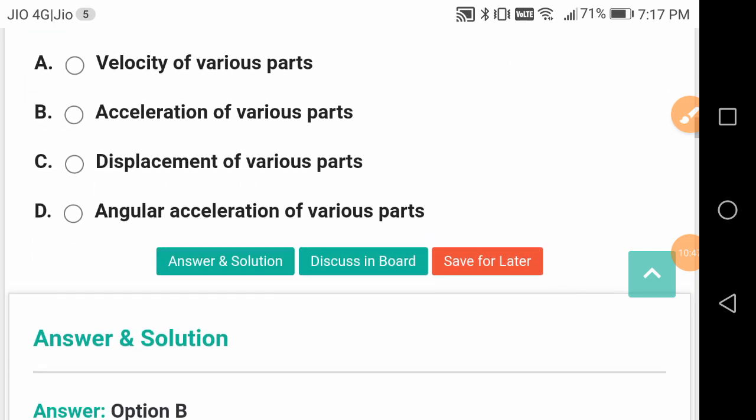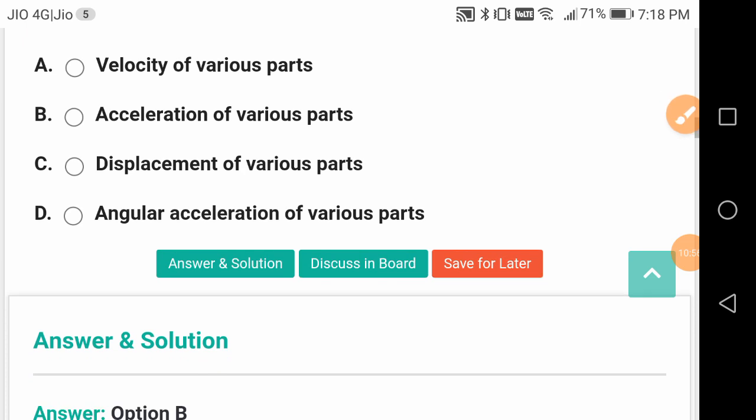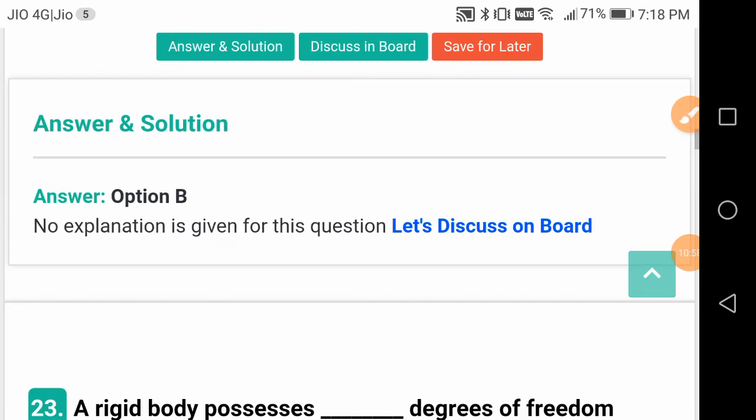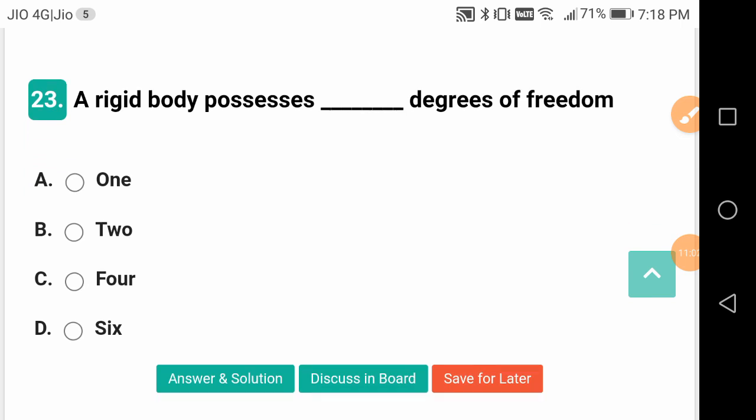Clein's construction is useful to determine what? It's a good question, friends. Klein's construction is basically used for acceleration of the various parts. Displacement, velocity, and acceleration. But acceleration, basically, it is drawn for finding out the acceleration of the various links of the mechanism.